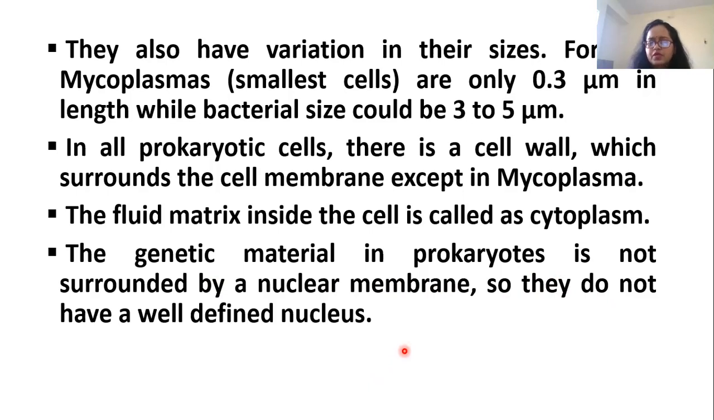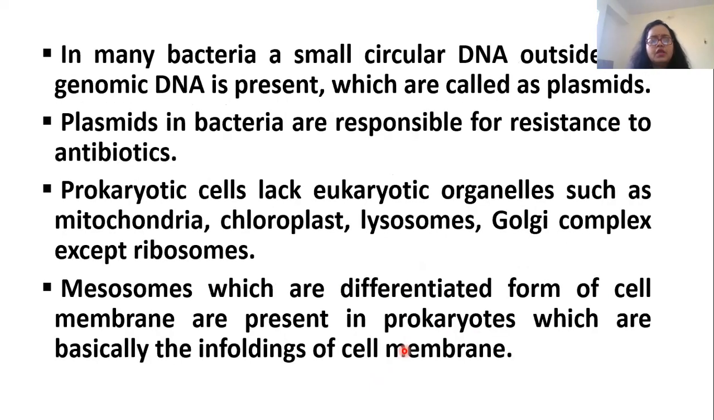While in the case of eukaryotes, there is a well-defined nucleus. Why do we say a well-defined nucleus in eukaryotes? Because the nucleus is covered by a nuclear membrane. In many bacteria, a small circular DNA outside the genomic DNA is present, which is called a plasmid. So this is a special case. In bacteria, there is another extra chromosomal material which is called plasmid.